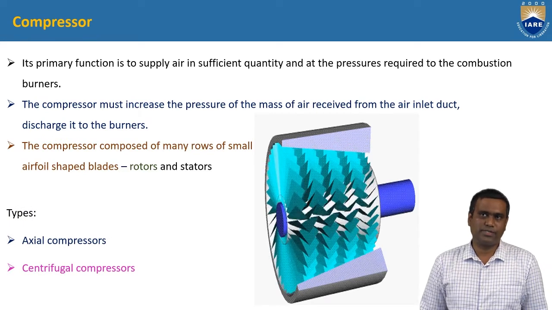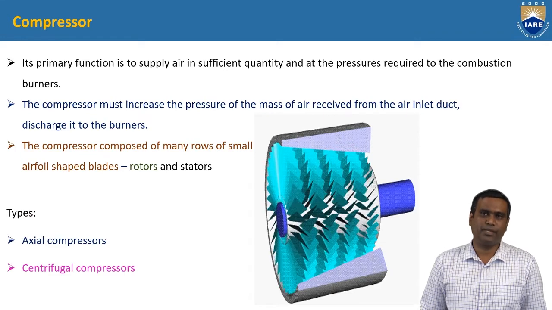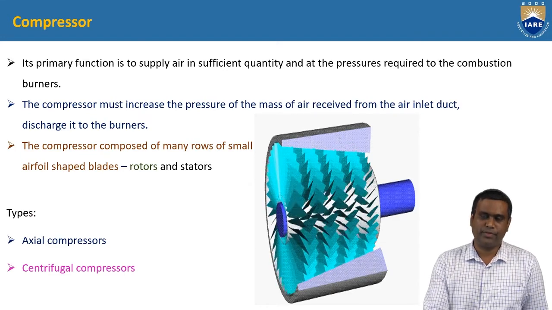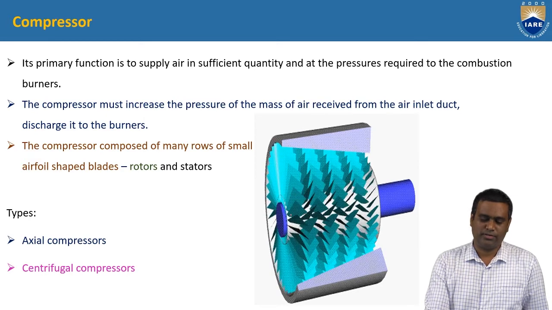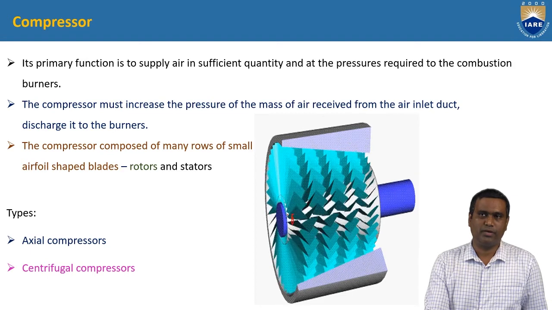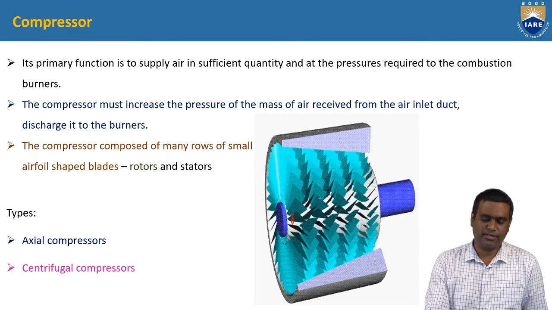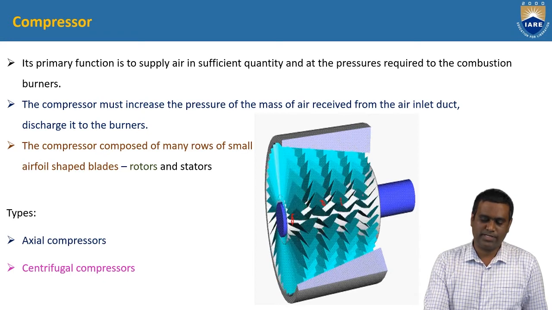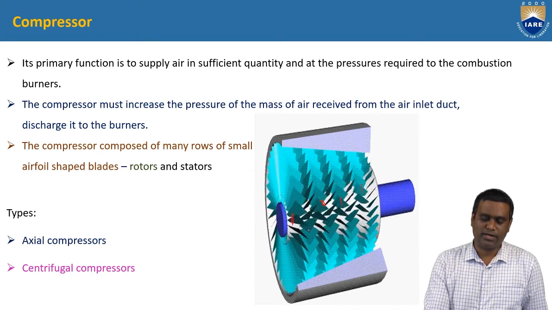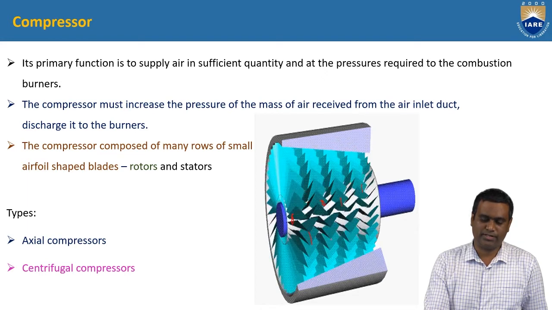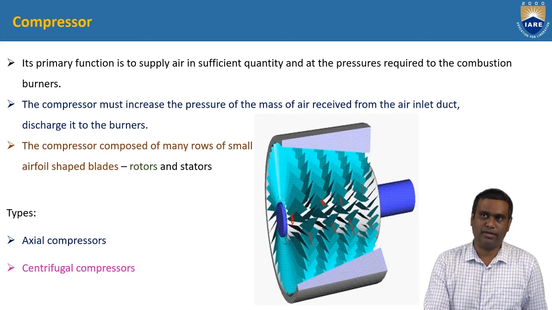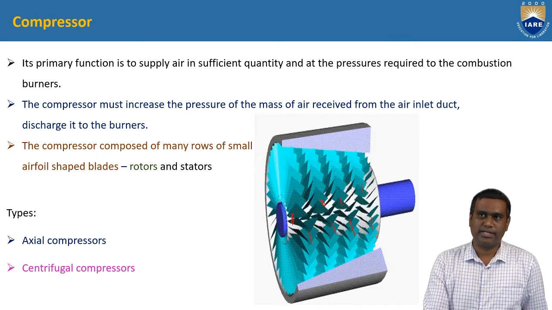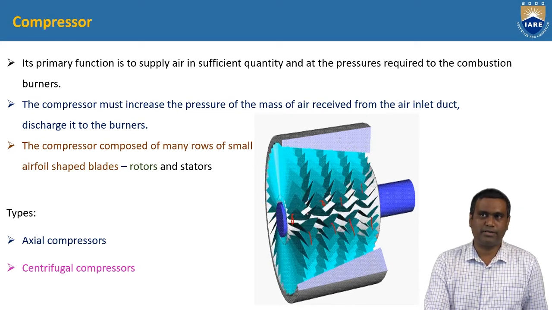Here the compressor is composed of many rows of aerofoil shaped blades. In this animation we can observe that this row is rotating blades, and the next one, these blades are also rotating, while the other blades remain stationary. These blades here are stationary and the other set of blades are rotating.